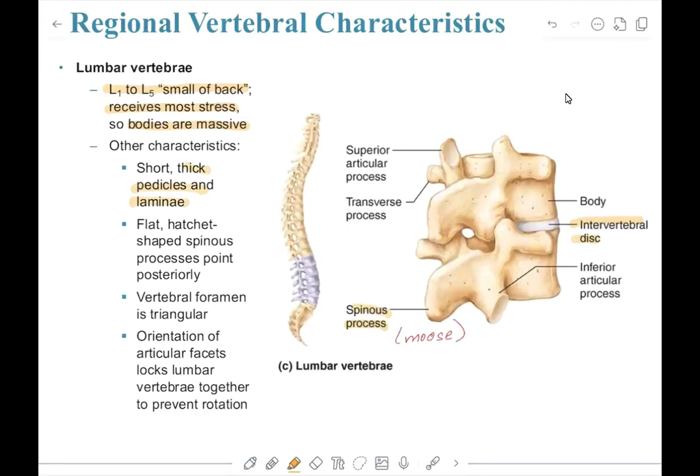And the orientation of the articular facets locks lumbar vertebrae together to prevent rotation, but it does allow for the extension and flexion. And remember, the body is the thickest, and we can see the articular processes here, as well as the traditional transverse process.